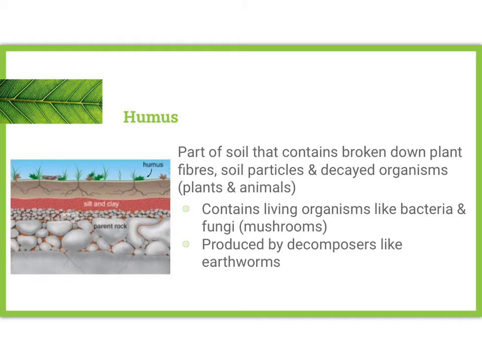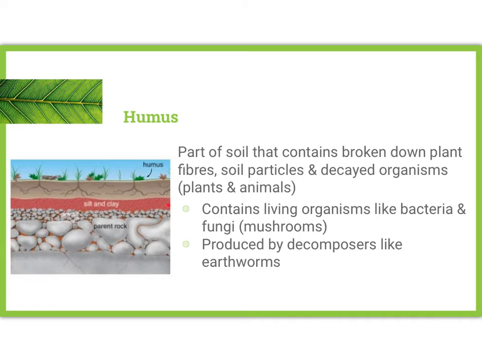Humus is part of soil that contains broken down plant fibers, soil particles, and decayed organisms, whether those are plants or animals. It also contains living organisms like bacteria and fungi. So mushrooms. These are our decomposers. Humus is produced by these decomposers like earthworms. And you can see in this image that humus is the top layer. So it would be like our topsoil, if you will.